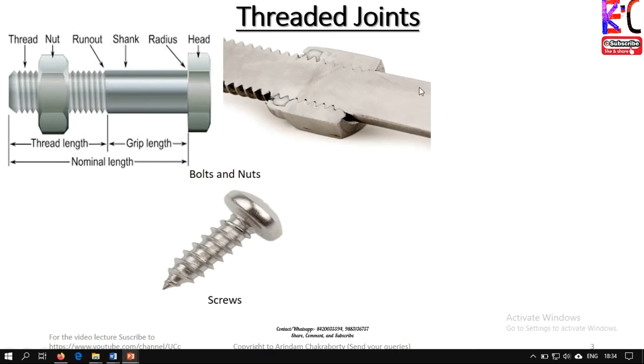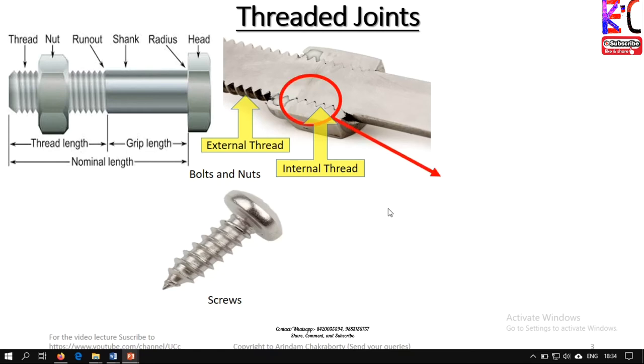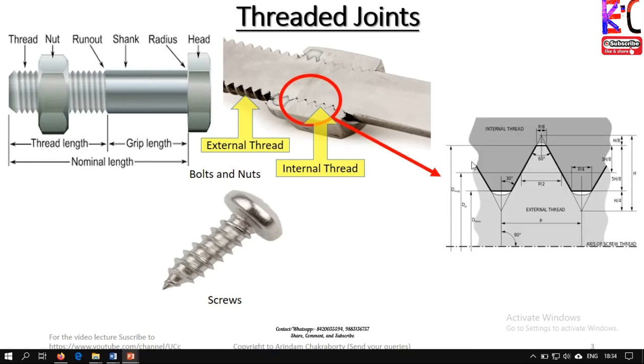If we take a cross section of this complete bolt, we find these things. This is your bolt and this is your nut. This part is your external thread, and this is your internal thread. Now let us magnify this thread structure. How does it look when you magnify it? You could see the thread structure to be like this. This is the internal thread and this is the external thread.